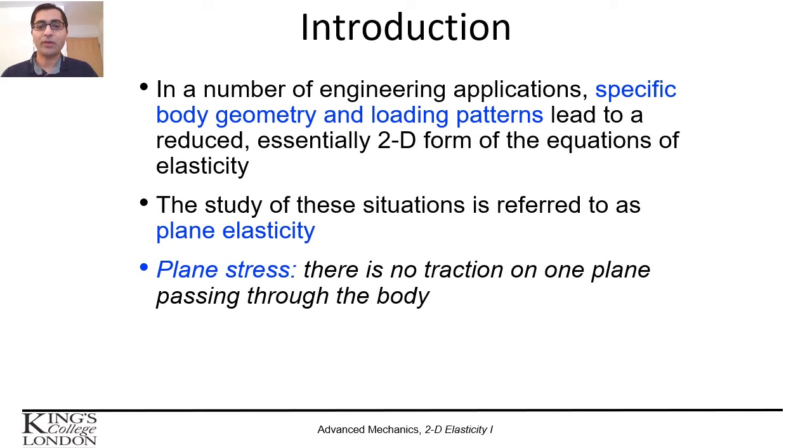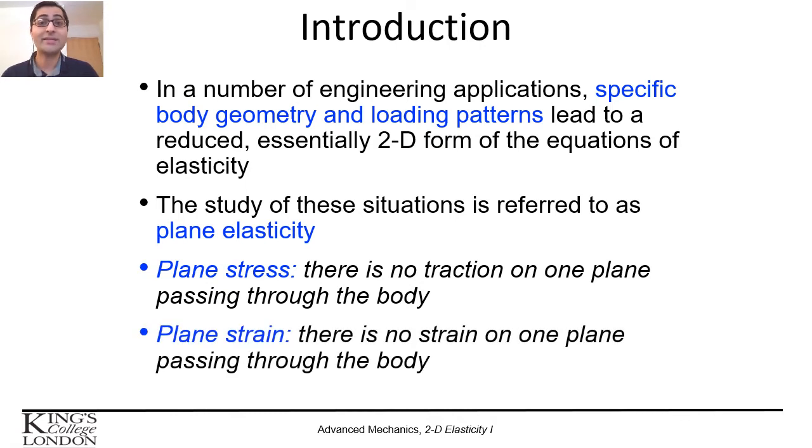Plane stress: there is no traction on one plane passing through the body, so we have only tractions on two of the planes, and on the other one plane you don't have any traction. That's plane stress. And plane strain is there is no strain on one plane passing through the body. So in this case, we have strains, deformations, on two of the planes, but in the one remaining plane, you don't have any strain.